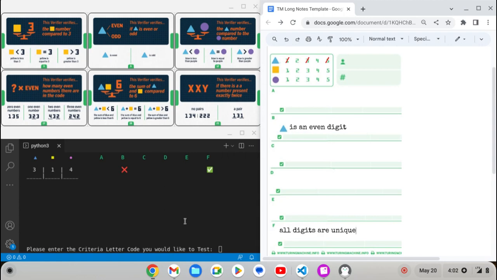Okay, so that's criteria card F. Now let me test how many even digits there are in the final solution. That is criteria card D.